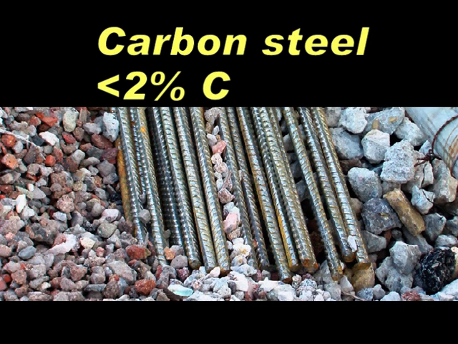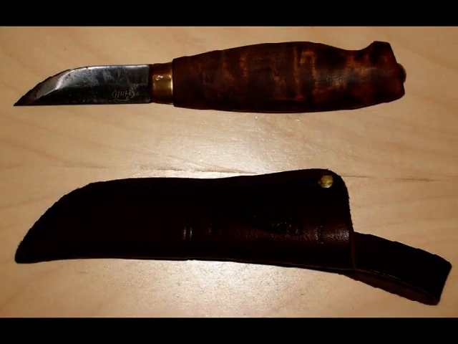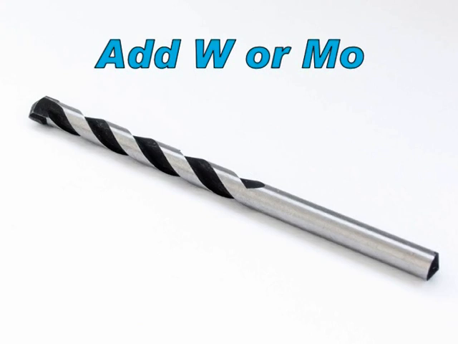Most iron today is sold as carbon steel, which has less than 2% carbon. As the carbon content increases, the steel becomes harder and more brittle. The addition of other elements changes the properties. If you want a high-speed hard drill, you add tungsten or molybdenum to the iron.